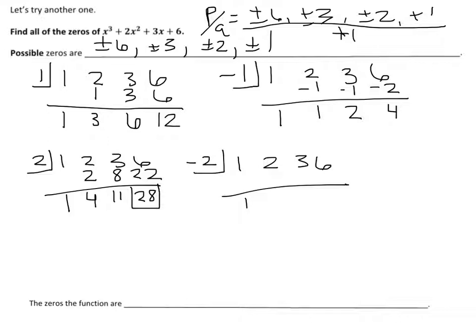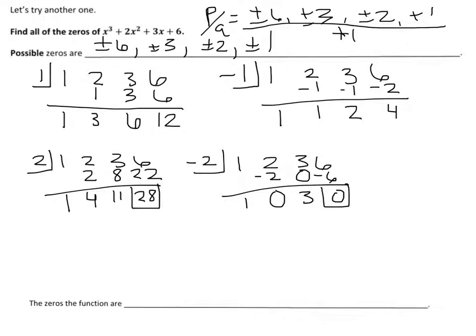One comes down. Negative 2 times 1 is negative 2. 2 minus 2 is 0. Negative 2 times 0 is 0. 3 plus 0 is 3, and 3 times negative 2 is negative 6, which means our remainder here will be 0. Now sometimes you may have to try several of these. As you can see, I was just choosing some to try, and you may end up having to try all of these. Sometimes you may just get unlucky and the last one you find might be the 0.